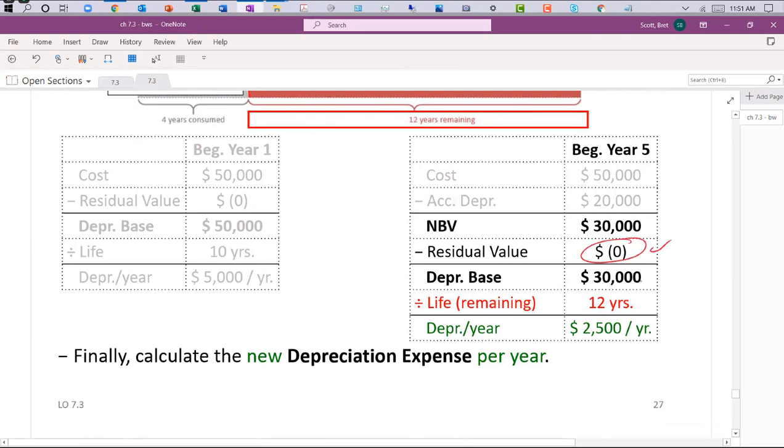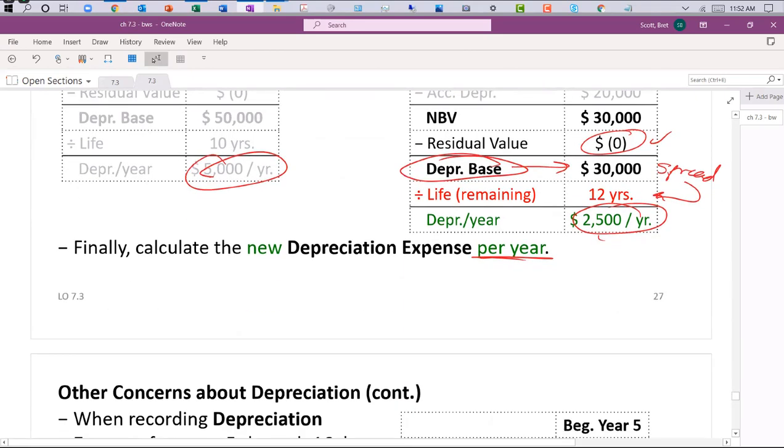That's still the same, so the depreciable base is $30,000. We're going to spread it now over 12 years. Essentially we were going to do 6 more years, and now we're saying 12 more years, so we have double the years left. So 2,500 is my new depreciation per year. It was 5,000, and now it's gone down to 2,500. Does that make sense? Well, yeah, we're spreading it over a longer period.